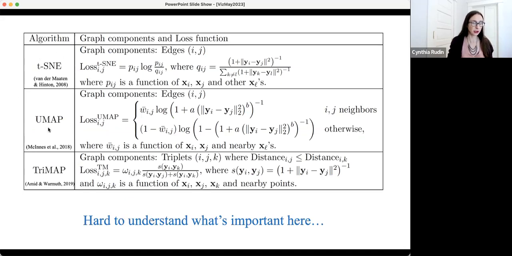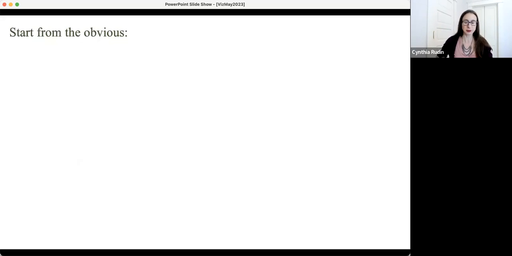So these are two local methods, and here's the global method. And we just stared at this forever and could not figure out what was going on. It was almost like nothing was in common when you actually look at these functions. So we said, fine, let's just start over. We can't understand these equations, so we'll just start from the beginning.